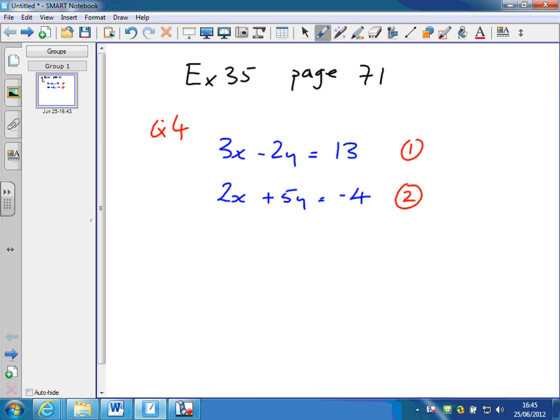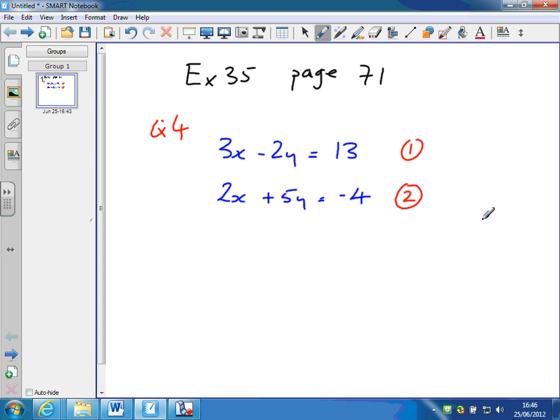So let's call the top equation number 1 and the second equation number 2. I don't know what x and y are, but I know that they're the same in both equations. I've got two unknowns, so therefore I need two equations, and I can solve them simultaneously. I'm going to try and make y's the same in both equations.